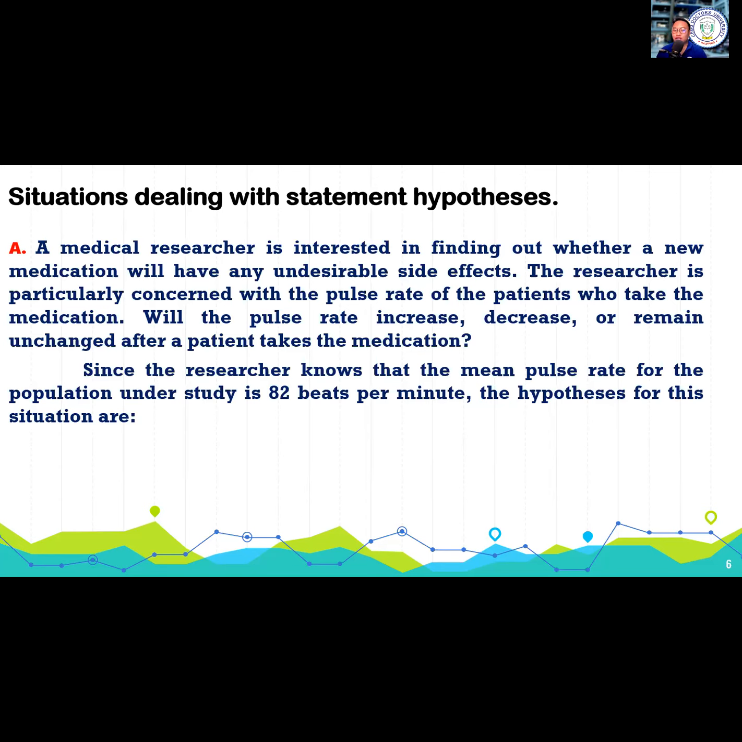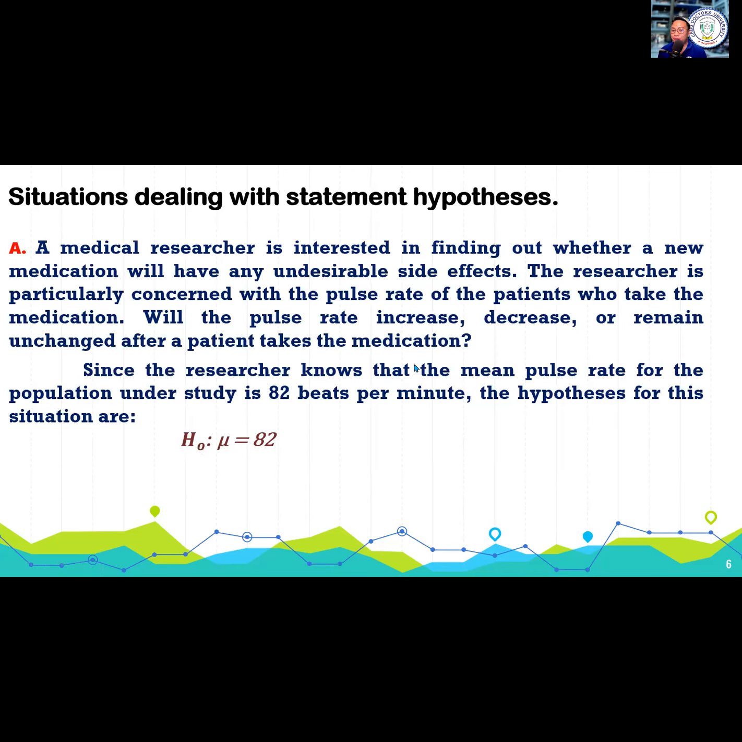Remain unchanged, okay? That's a good answer, very good. Remain unchanged or equal. Agree, Krisa? Equal. So the null hypothesis says there is no difference between the parameter and the specific value. The parameter, guys, is the mean from the population. The specific value is the 82 beats per minute.